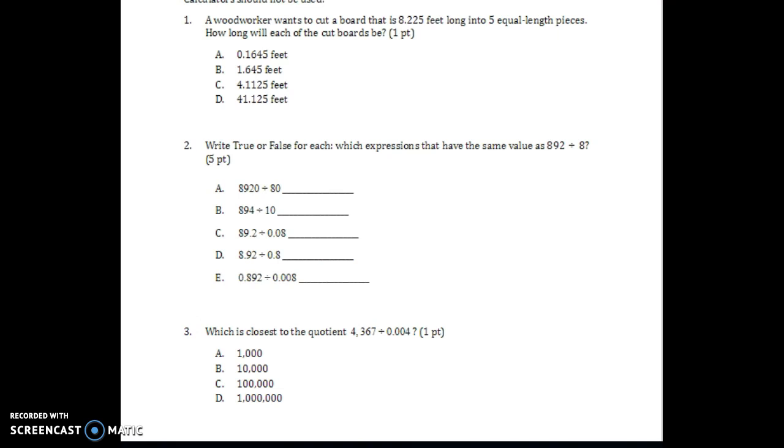Question 3. Which is closest to the quotient of 4,367 divided by 0.004? A. 1,000. B. 10,000. C. 100,000. D. 1,000,000.